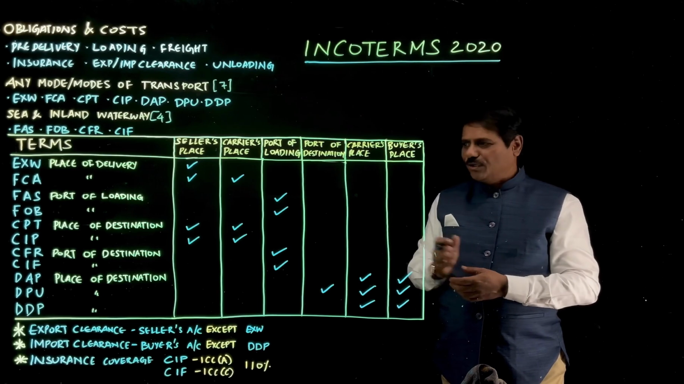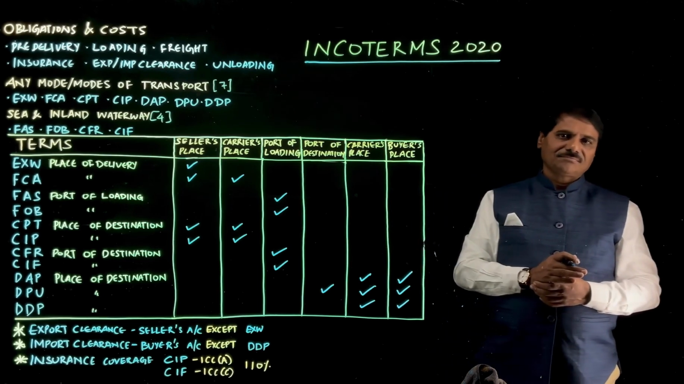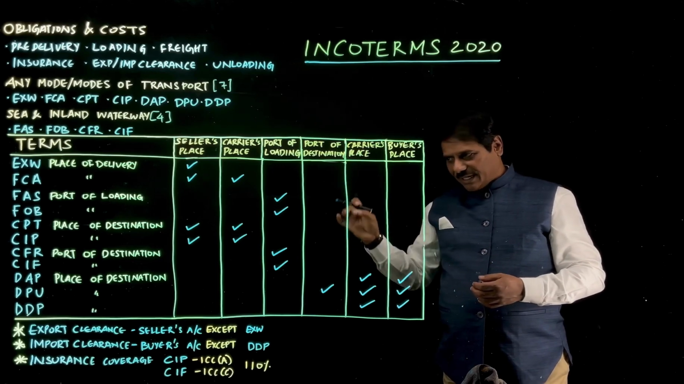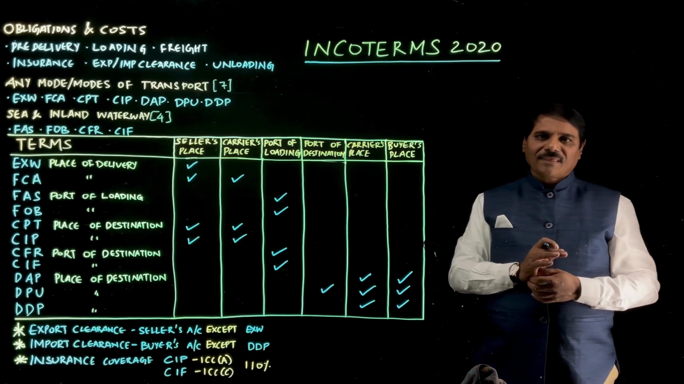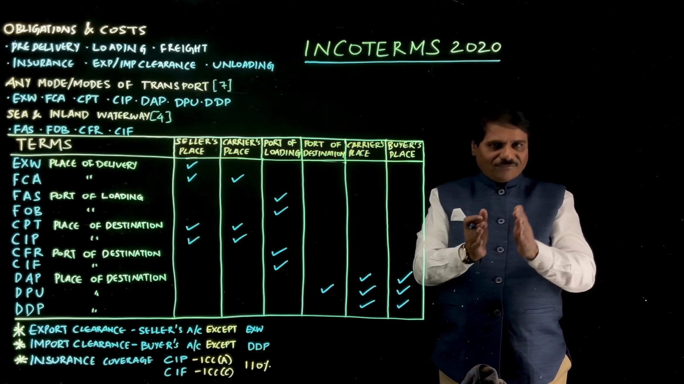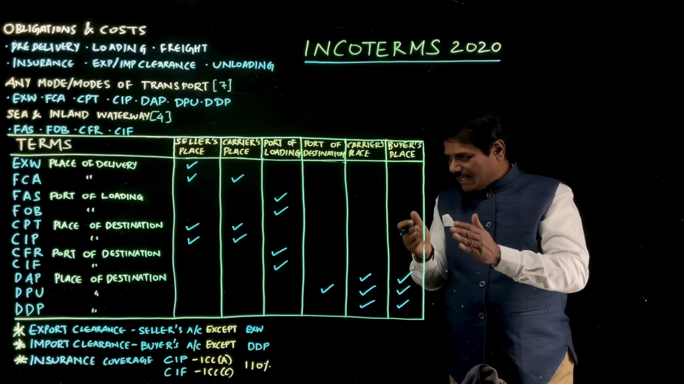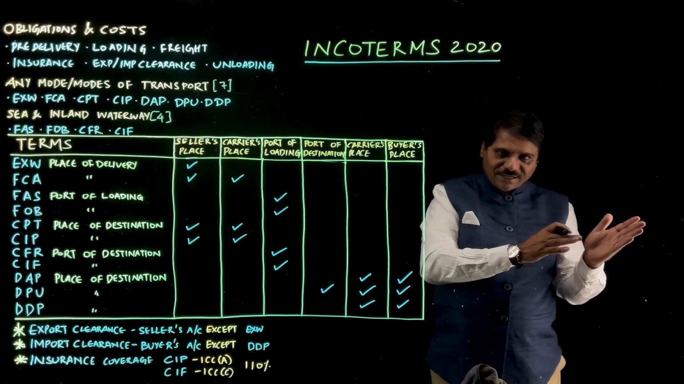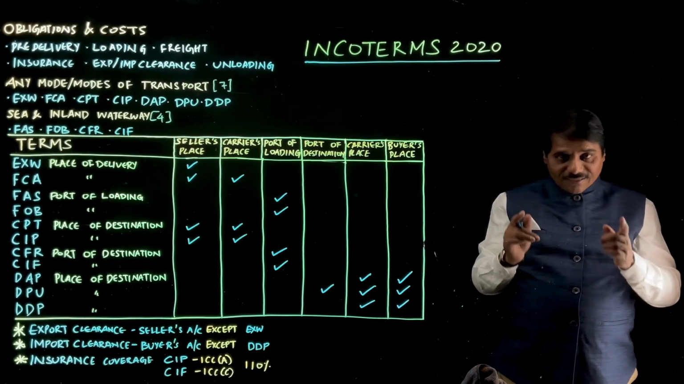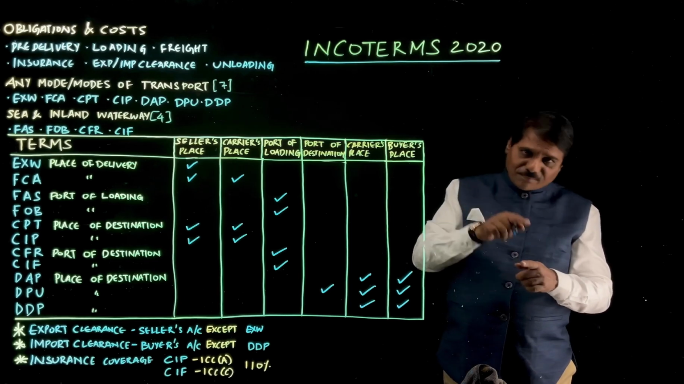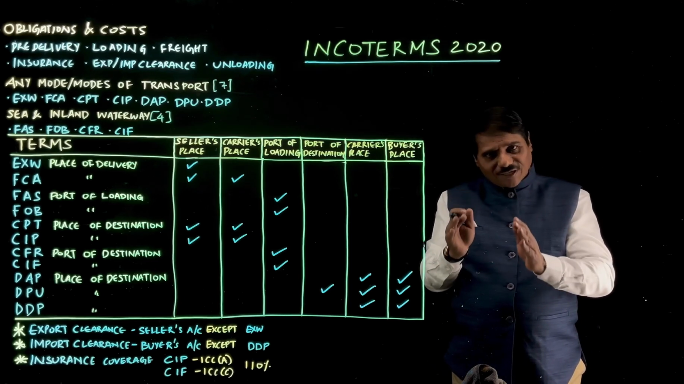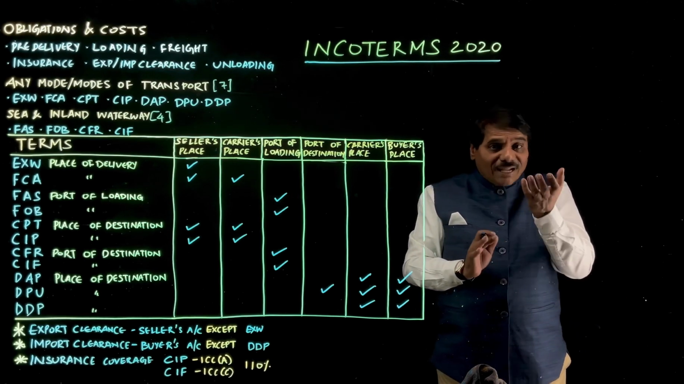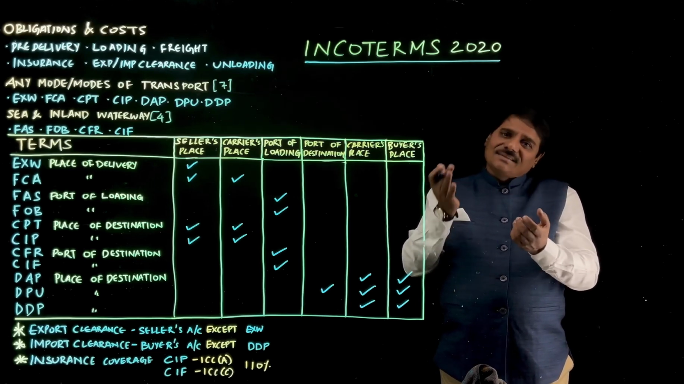Similarly, CPT and CIP, you have to show destination place. In all other C terms, CPT, CIP, CFR or CIF, the seller is paying the freight. In case of CIP and CIF, seller is paying the freight and insurance also up to the destination, but risk is passing from seller to the buyer in the exporter country only. What is the delivery point? Delivery place? Seller's country only.